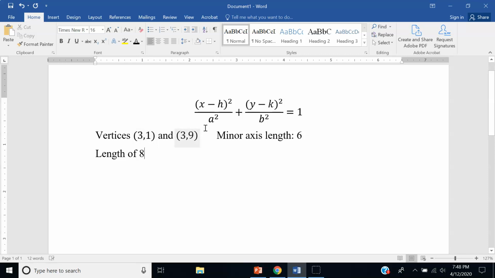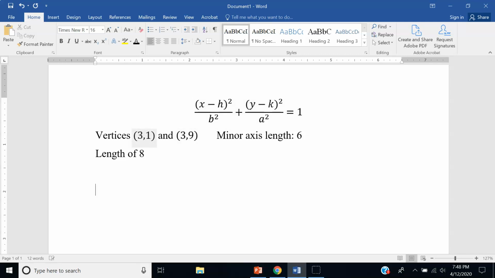And that means we shouldn't be using this equation. That means that the a, the bigger number, is going to be under the y squared component. Hopefully, again, that's because the vertices changed in the y's.